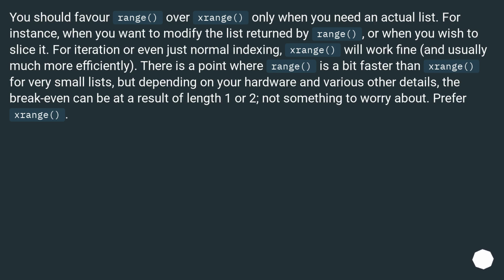There is a point where range is a bit faster than xrange for very small lists, but depending on your hardware and various other details, the break-even can be at a result of length 1 or 2, not something to worry about. Prefer range.